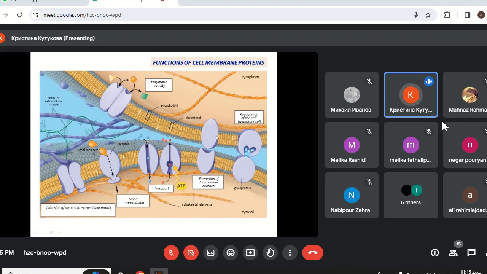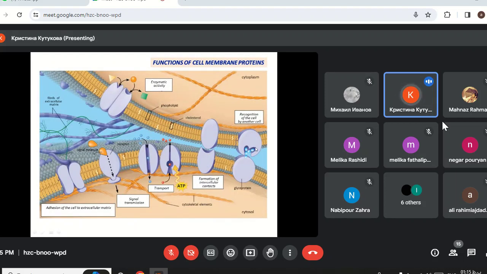Next function is the formation of intercellular contacts, junctions between the cells. These proteins are specific proteins. They are called occludins and claudins, specific names for such proteins that can attach together to adjacent cells.